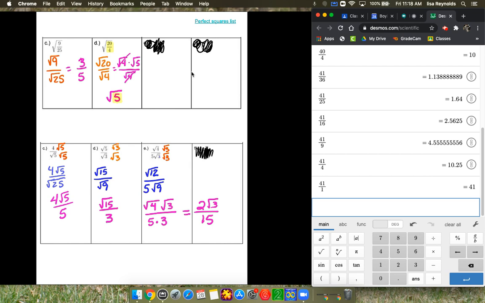So make sure you're using your calculator wisely as you go through these options. You may need to watch the examples a couple of times to make sure that you're doing things correctly.